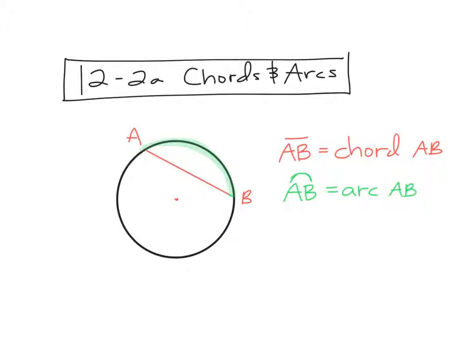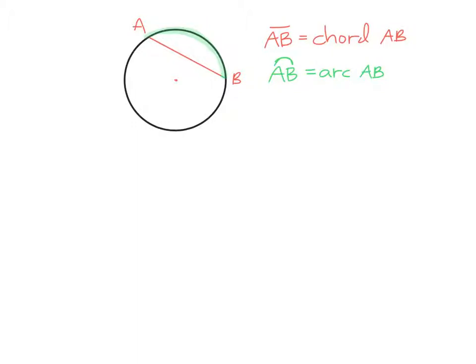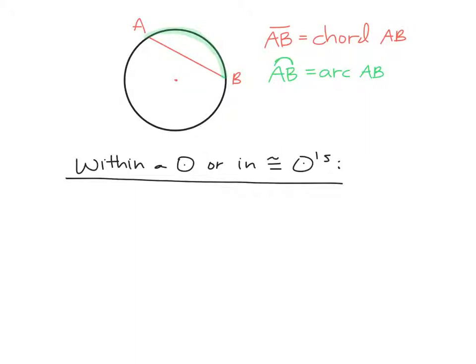So here's the deal. There are four theorems I'm going to show you today, but the first three all make kind of a circular process. So instead of writing three separate theorems, I'm just going to write one starting statement and then the three theorems that finish it off. All three of these theorems start like this. It says within a circle or in congruent circles. So within one circle or in congruent circles, here are three things that we know dealing with chords and arcs.